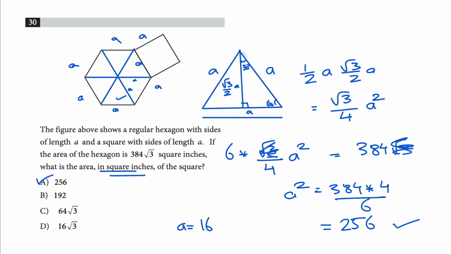One more time. The most important part is finding the area of an equilateral triangle, which is this. We realize that a hexagon is made up of 6 equilateral triangles. So the area is going to be 6 times this value, and just equate it to 384 radical 3 to give you the value of A squared to be 256. Note that the area of the square is also A squared over here, because it's already given to you. This is a square, so this is A and this is A, and so A squared is 256, which gives you the answer.